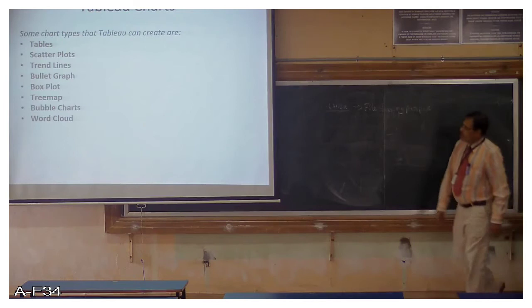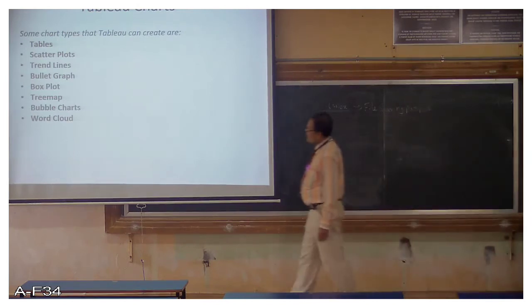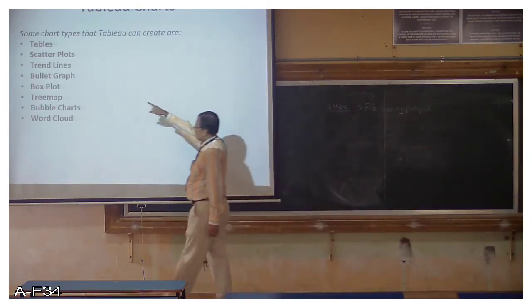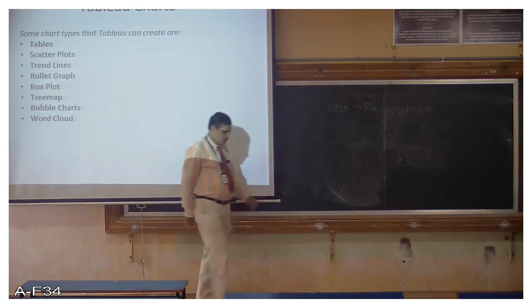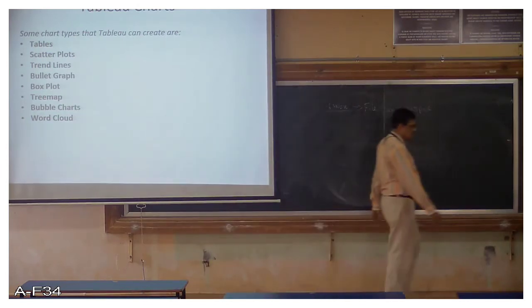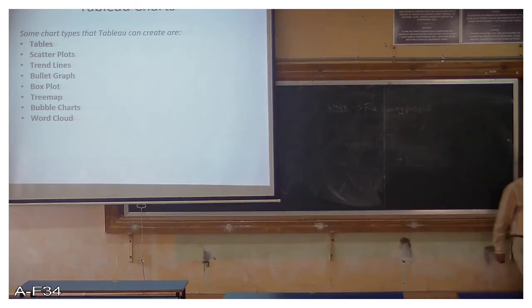Then the next chart to be considered in this case is the bullet graph. This bullet graph chart is just like the bar graph and is generally used in qualitative analysis. It helps in measuring the same variable in different categories. So this is the simple bar graph itself.